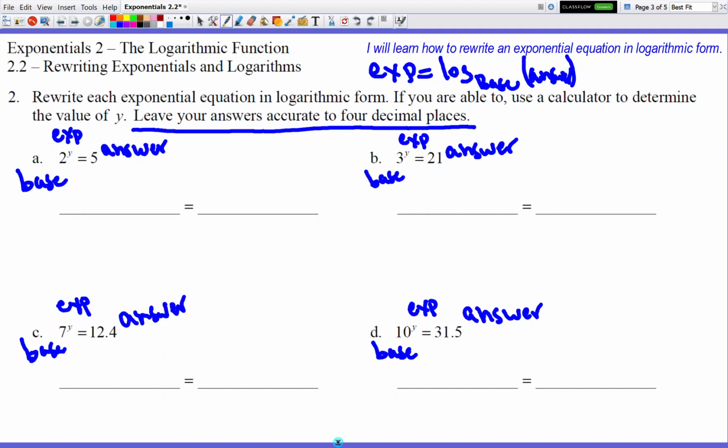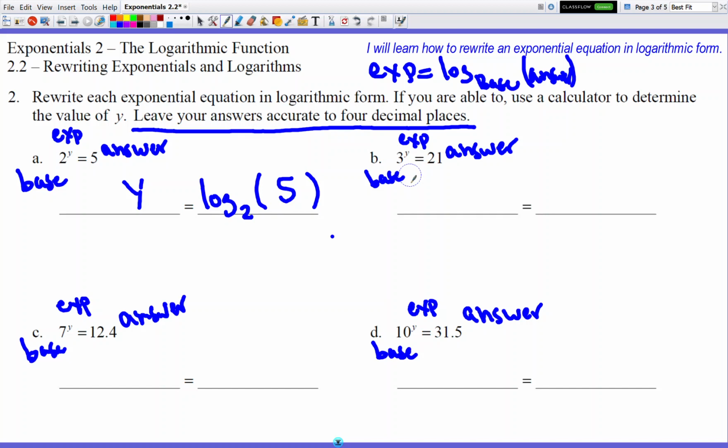Okay, so let's do this. When I want to switch forms, it says write the number that's sitting in the spot called exponent. So who's currently sitting in the spot called exponent? Y is. So actually, I am going to use both lines. I'm going to put a y right here, and then the equal sign. Then log, and then it says write the number that's sitting in the spot called base. So who's sitting in the spot called base? 2 is. So write a tiny 2 like that. And then put parentheses, and then write the number that's sitting in the spot called answer. So who's occupying the spot called answer? 5 is. Okay. So there you go. A is done.